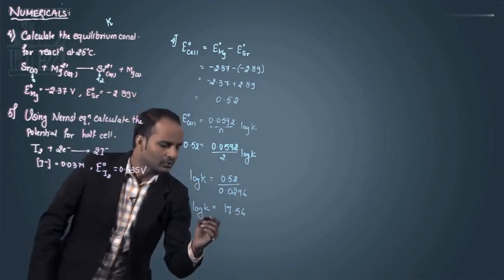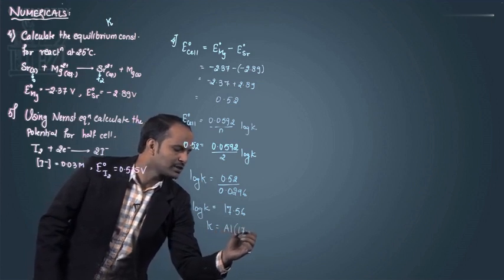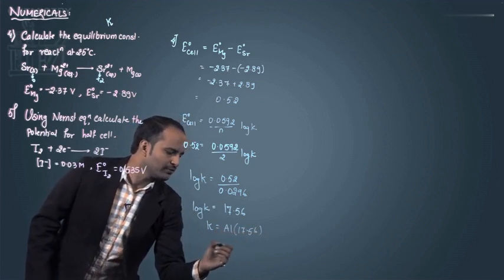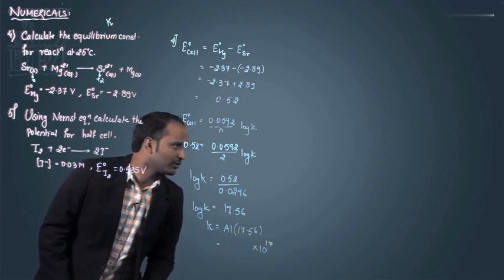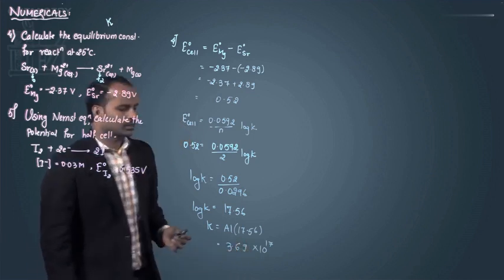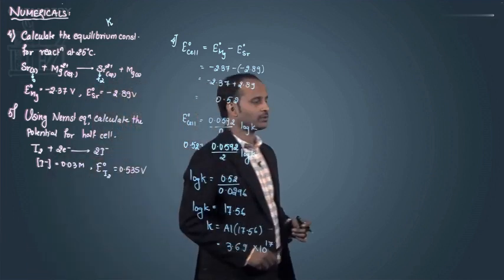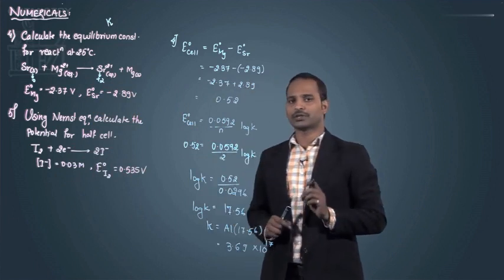I want K, so taking anti-log on both sides, anti-log of 17.56. 17 is the characteristic, so it will be 10 raised to the power 17, and anti-log of 0.56 is 3.69. So 3.69 into 10 raised to 17 is the value for K, that is the equilibrium constant.